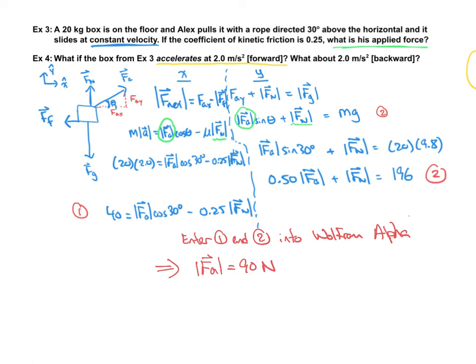So that's a decent number. I don't know if you recall, for example 3, our answer was 49 newtons. That was to keep it going at a constant velocity. Well, now we need to accelerate this thing, so we need more newtons. So 90 seems reasonable. Wolfram Alpha is also spitting out the normal force for me. The question doesn't ask it, but I got it, 151 newtons. All right, so that's question 4 for the acceleration forward.